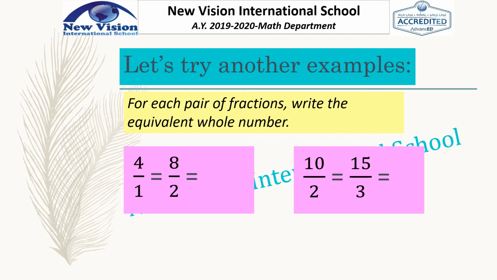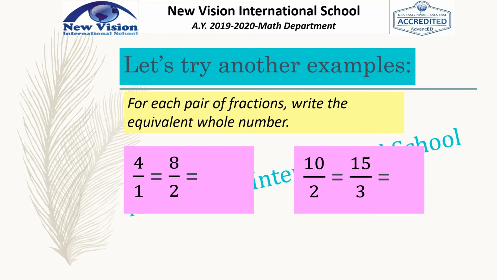Okay, we have here another. For each pair of fractions, write the equivalent whole number. Say, for example, you don't have a ruler with you and you don't have a pencil with you, so you cannot make a number line. How are you going to look for the equivalent whole number given the pair of fractions? Now, all you have to do is to divide the numerator by its denominator.